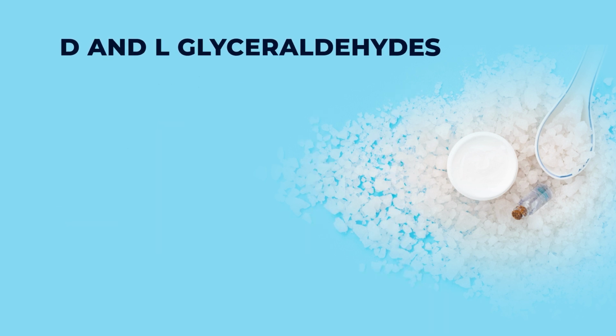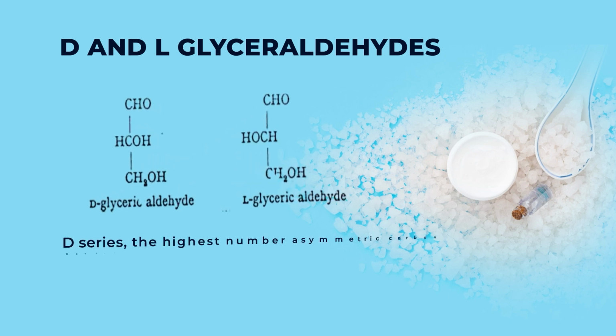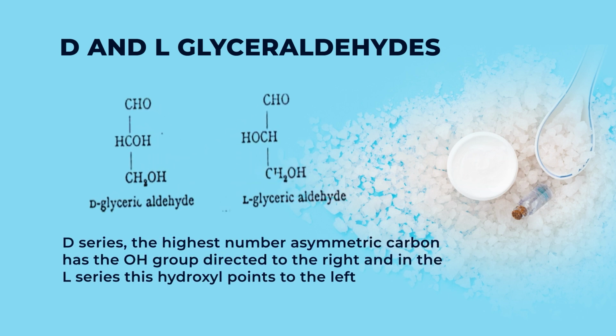So, this is to give you a clearer example of D and L, where one is on the right and the other has the left orientation. So, these are the examples where we say that this is D and this is L. In the D series, the highest numbered asymmetric carbon has its OH group directed to the right, and the L series has the hydroxyl pointing to the left.